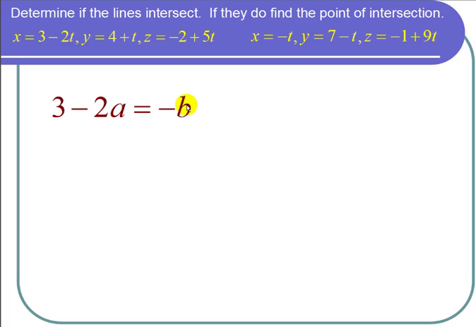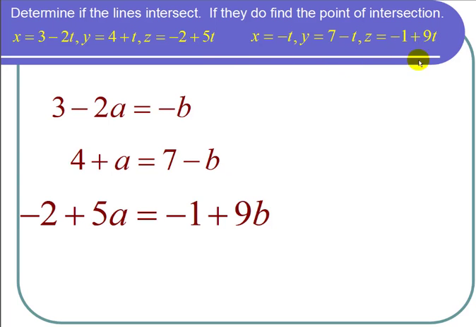And the same is true for the y equations. If I plug in A, I get 4 plus A, and that should be equal to 7 minus B. And for the z equations, if I plug in A, I get negative 2 plus 5A, and that should be equal to negative 1 plus 9 times B. So this gives me 3 equations and 2 unknowns. This may or may not have a solution. But if it does, I can use algebra and solve.